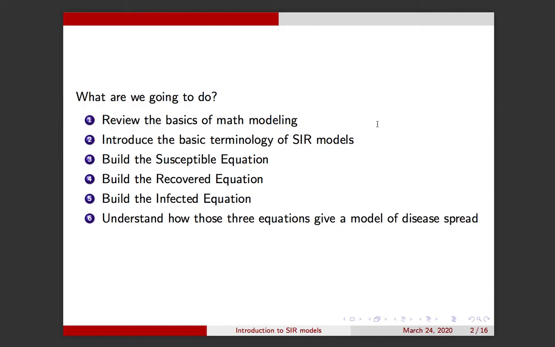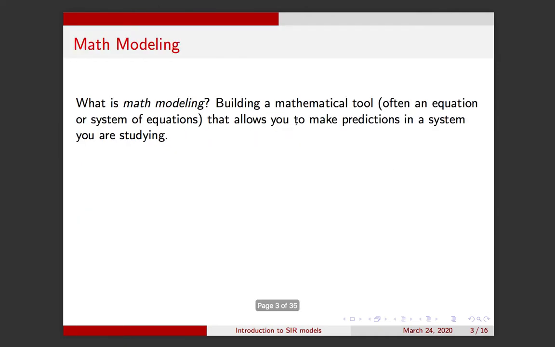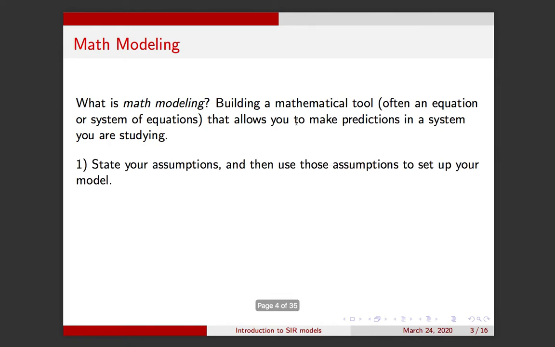We're going to start, though, by reviewing the basics of math modeling, just to put ourselves back in that headspace. We did this back in Chapter 2, but it's worth doing a reset here for contextual purposes. So, mathematical modeling, what is that? All of you know this, but it's worth restating. You're building a mathematical tool, often an equation, or for us now a system of differential equations, that allows you to make predictions. That's why you build a model, so you have some estimate of what's going to happen in the future.